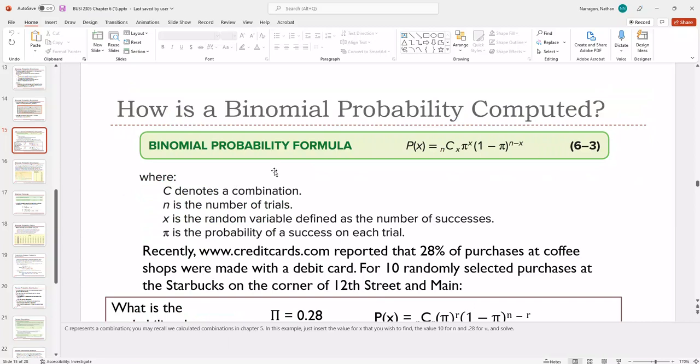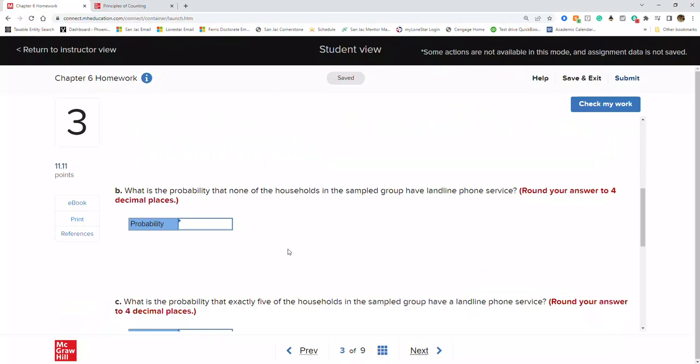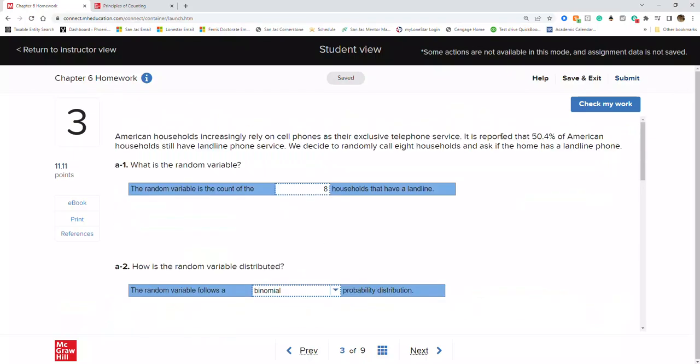Then the probability is not going to change, which according to mine was 50.4% of households.